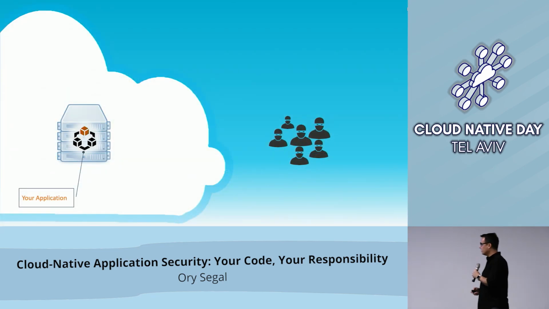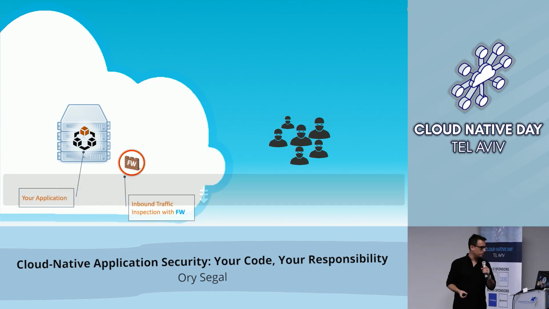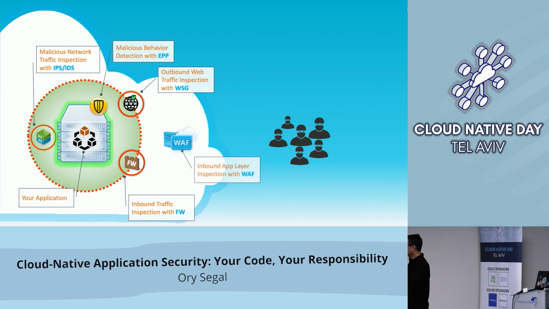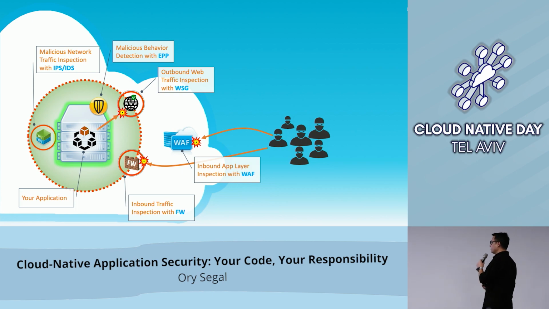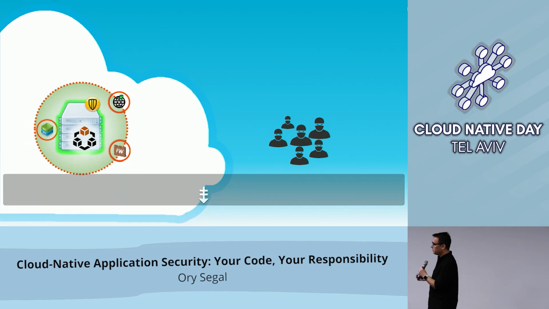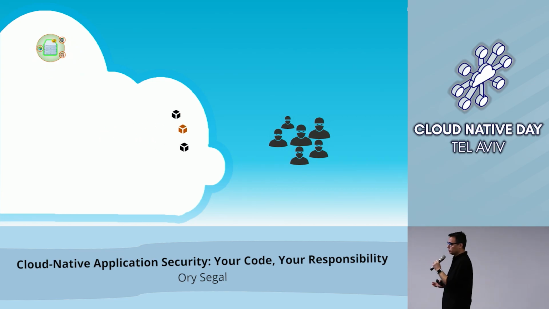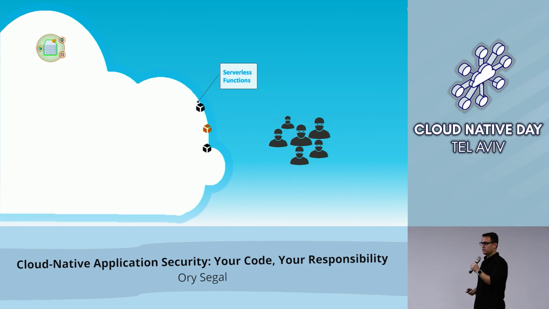Now, just to put it into a diagram, take a modern web app stack, which could be on-prem, in the cloud, or hosted. Today, in order to airtight secure it, you deploy a wide range of solutions, starting from a next-gen firewall to inspect inbound traffic, a web security gateway to inspect outbound traffic, EPP on the host to detect malicious behavior, IDS, IPS, and even a web application firewall to inspect layer 7 traffic. When you go serverless, the entire underlying infrastructure is no longer in your control, and you have to give away the ability to deploy these solutions.